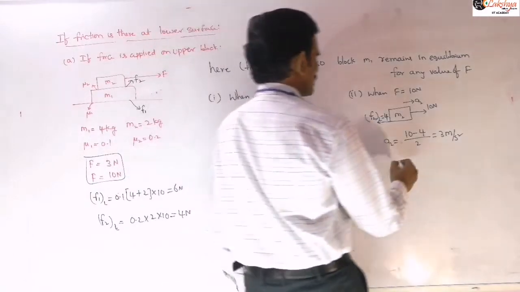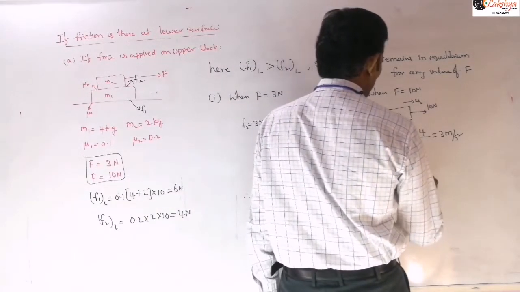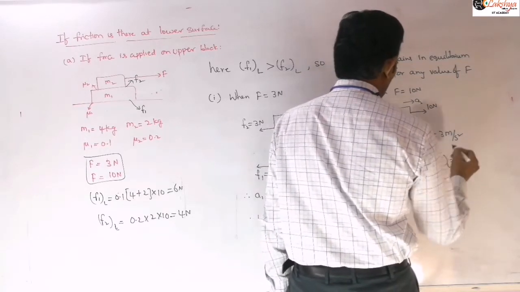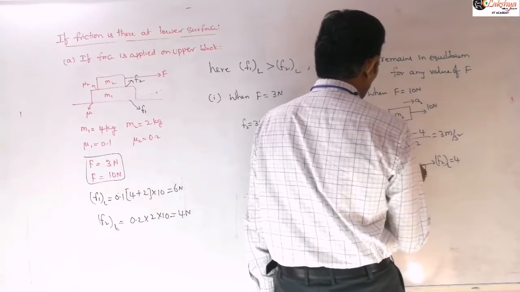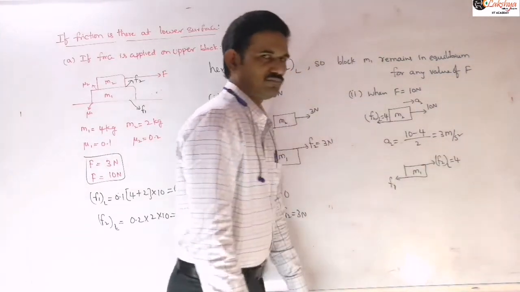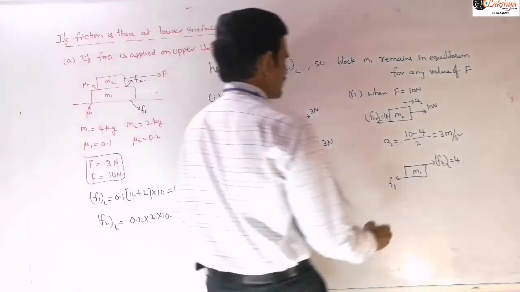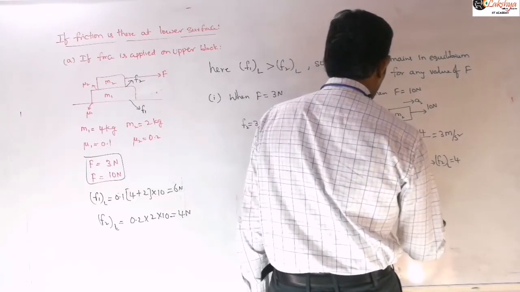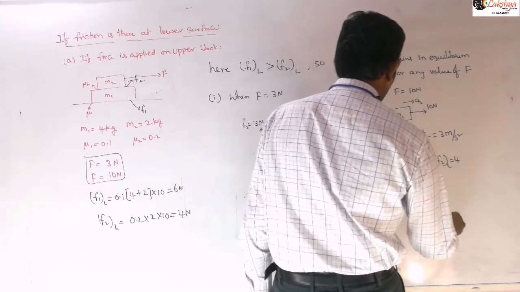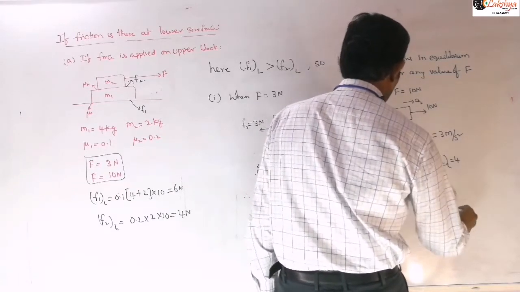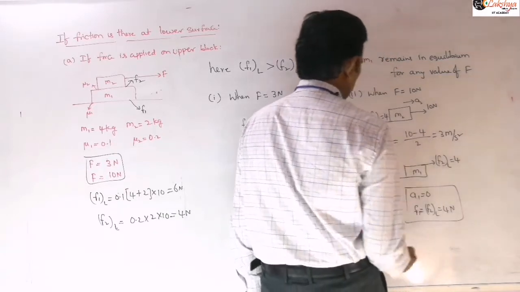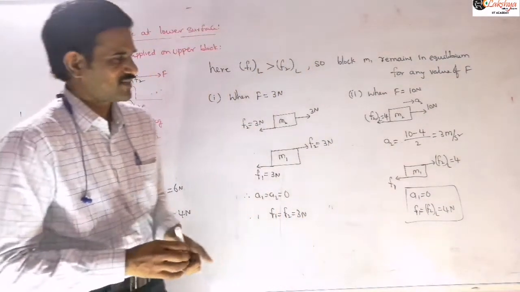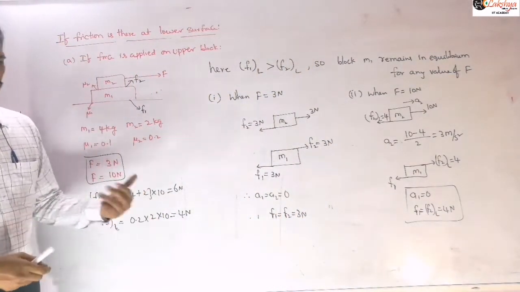Now the M1 acceleration: if I consider the M1 free body diagram, F2 limiting, which is 4 newtons, will act in this direction, and F1 will act in this direction. Therefore the acceleration A1 of this block will be 0, and the F1 value will be equal to F2 limiting, which is 4 newtons. So these are the values for this case: A2 is 3 meters per second squared. Those are the accelerations and frictional forces in that case.